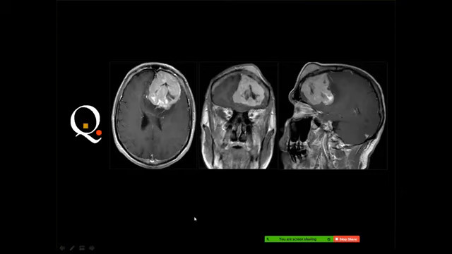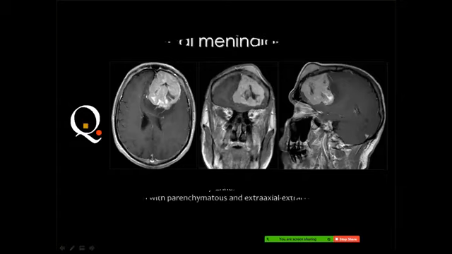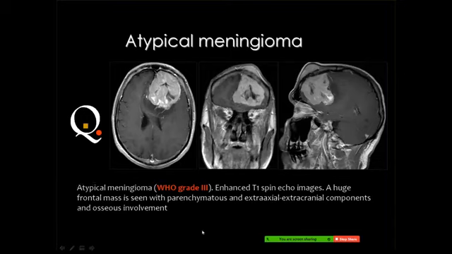Atypical meningioma. Yes, or lymphoma or metastasis. Yes, hemangiopericytoma. Yes: atypical meningioma, hemangiopericytoma, lymphoma, and metastasis. And you can say that in the same sequence. Okay.